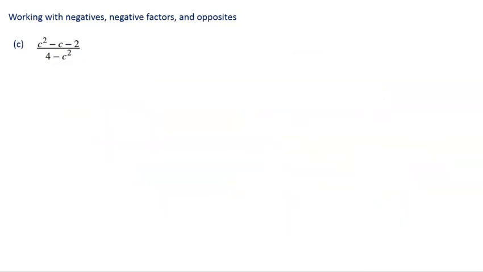Okay, now this problem, I forgot to give you any directions. I apologize, but this just says simplify. Any problem like this would say simplify. What that really means is factor and cancel. So notice that numerator. Notice there's no negative in front of my c squared. No need to factor that out. I'm trying to find numbers that multiply to be -2 and add to be -1.